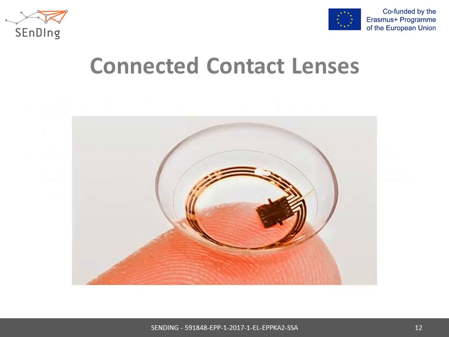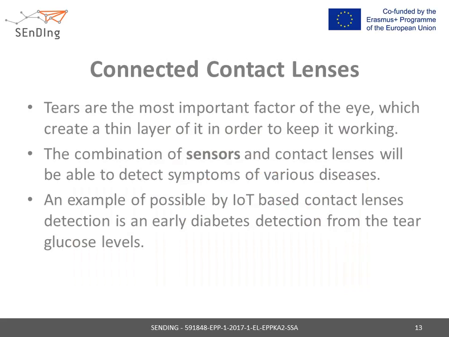Connected contact lenses. One of the most extraordinary human organs is the eye. Tears are the most important factor of the eye, which create a thin layer on it in order to keep it working. However, tears are able to do more with the help of IoT-based contact lenses. The combination of sensors and contact lenses will be able to detect symptoms of various diseases. An example of possible detection by IoT-based contact lenses is early diabetes detection from the tear glucose levels.